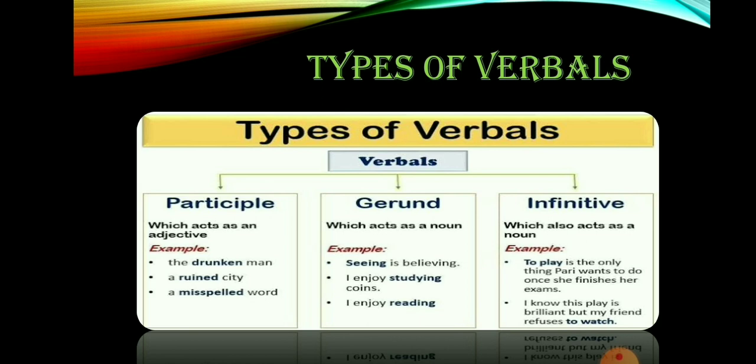The third situation is infinitive. It means it is a kind of verb that acts as a noun once again. But here ing is not used. Here we use two types of things, that is the first form of the verb or to plus the first form of the verb.